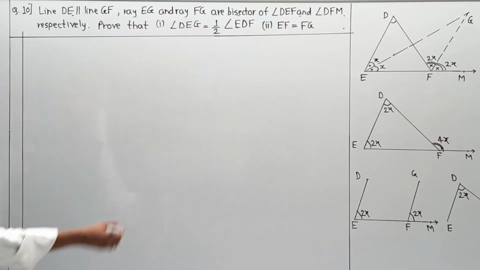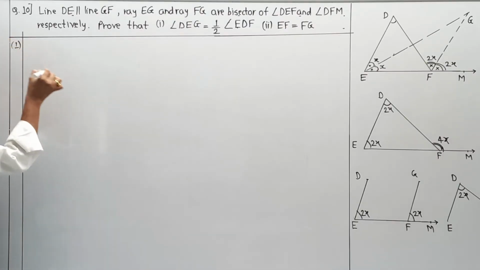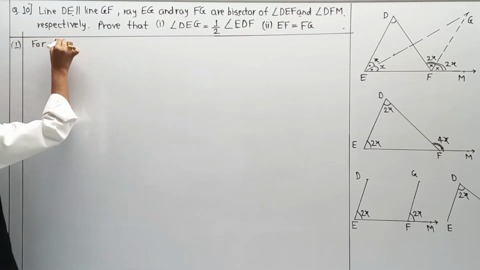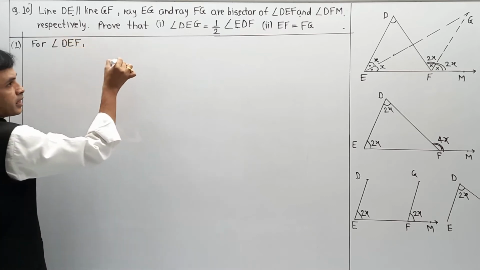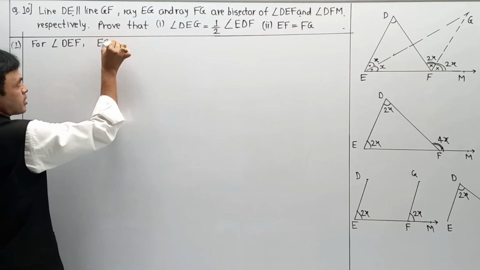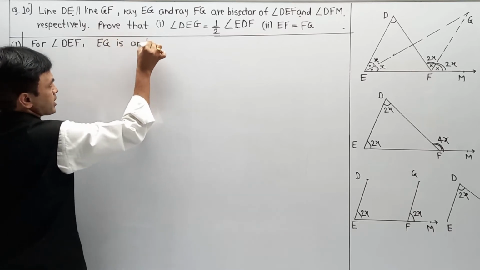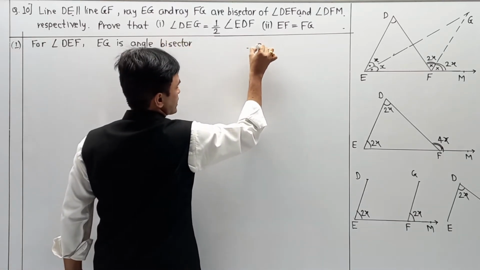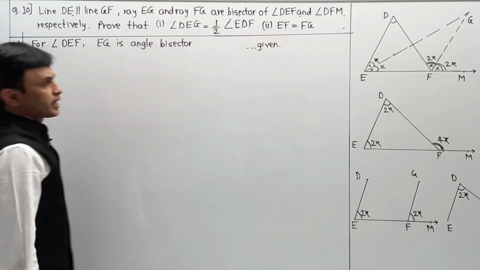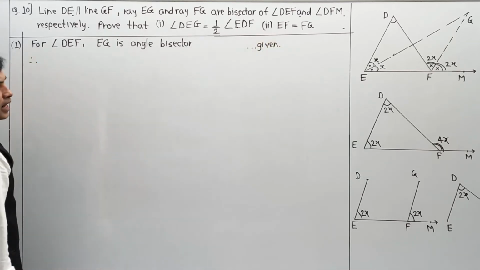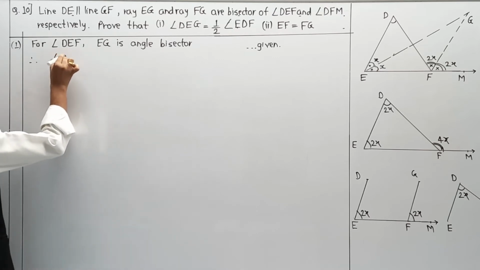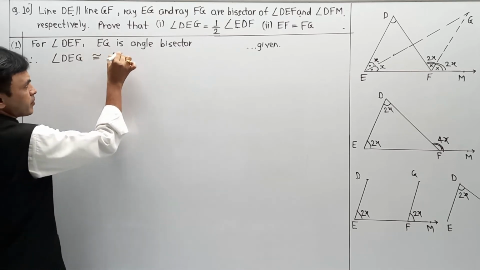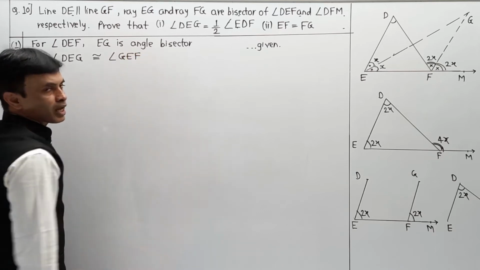So the part is, first, for angle DEF, EG is angle bisector. They have given this, so I would write it as given. Therefore, angle DEG is congruent to angle GEF.